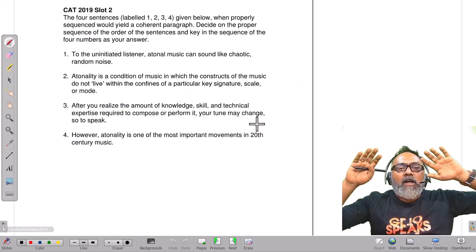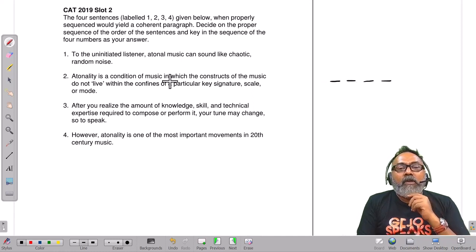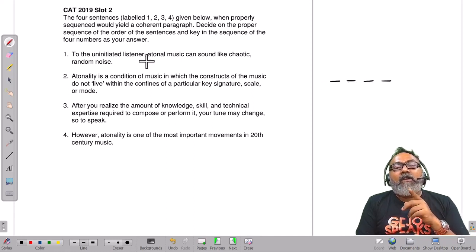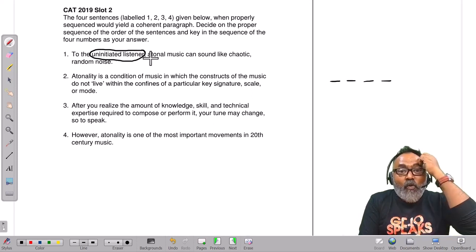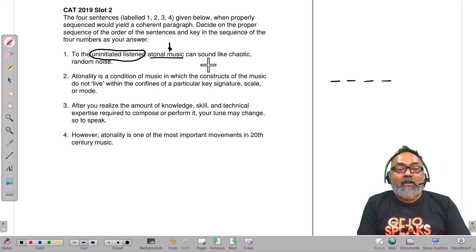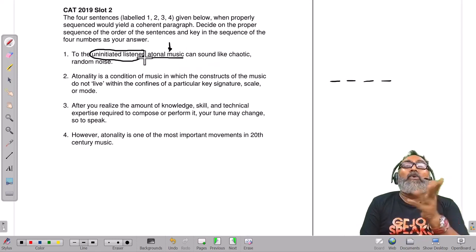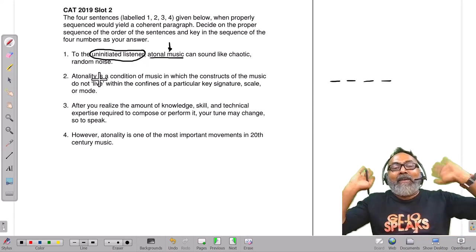Let's look at the third question here. Okay, 1 2 3 4. To the uninitiated listener, atonal music can sound like chaotic, random noise. Okay, so this is to whom? To them. What? Atonal music can sound very chaotic. The hero of the sentence is the uninitiated listener. They don't know what atonal music is. Atonality is a condition of music. Definition is happening. We like definition.